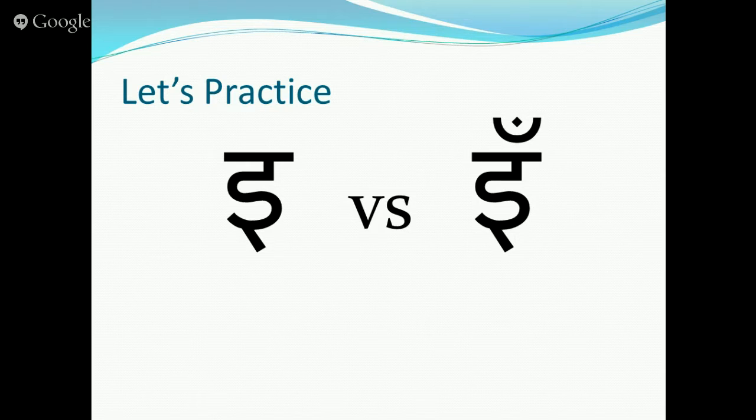The one on the left is a. The one on the right is e. Notice we're still preserving the shortness. We've only pushed the sound through our nose. So this is I versus I.